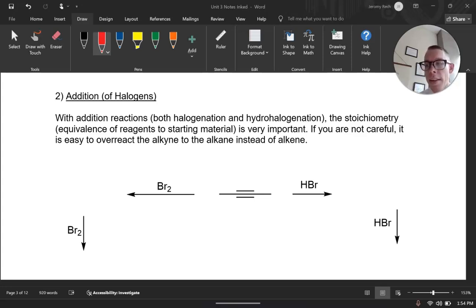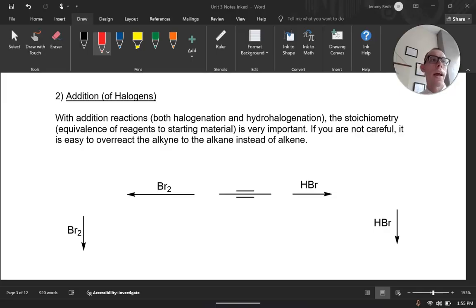The next major type of reactions we're going to talk about with alkynes is going to be our halogenations. These are going to be adding halogens, and we're going to talk about both our hydrohalogenation, adding, for example, an H and a Br, as well as our halogenation, adding a Br and a Br.